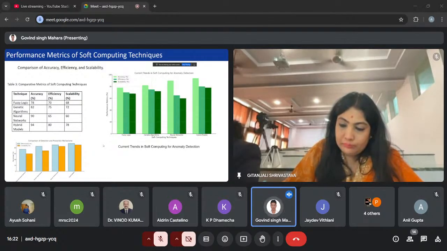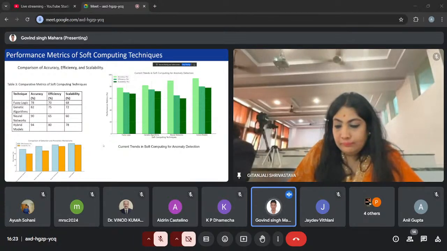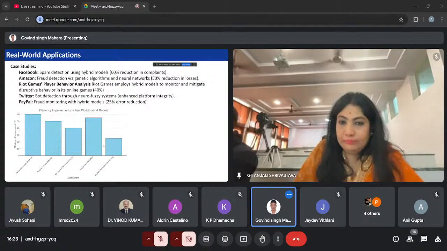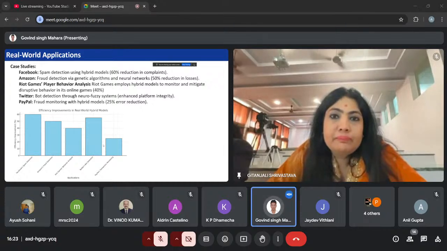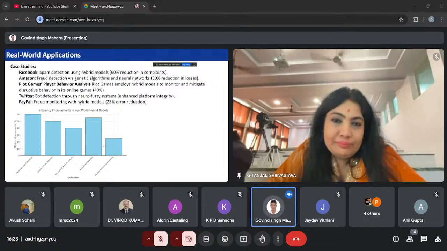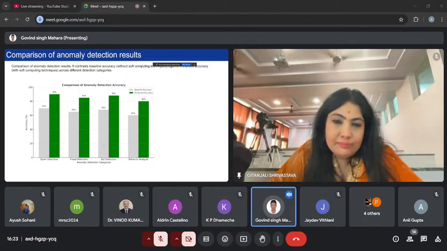This is the matrix which shows the accuracy, efficiency, and scalability of the whole 4 techniques: fuzzy logic, genetic algorithm, neural network, and hybrid model. And this is the case study for Facebook, Amazon, Reddit, Twitter, and PayPal. Facebook has a 60% reduction of complaints. Amazon 50%. Reddit has a mitigation of 40%. Twitter is working on neuro-fuzzy systems, while PayPal has 25% reductions. Comparison of anomaly detection results: spam detection, bot detection, and behavior analysis.